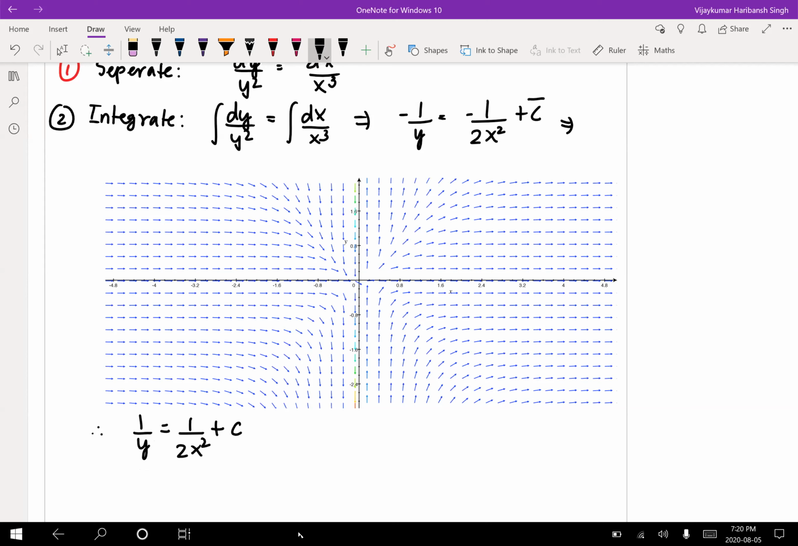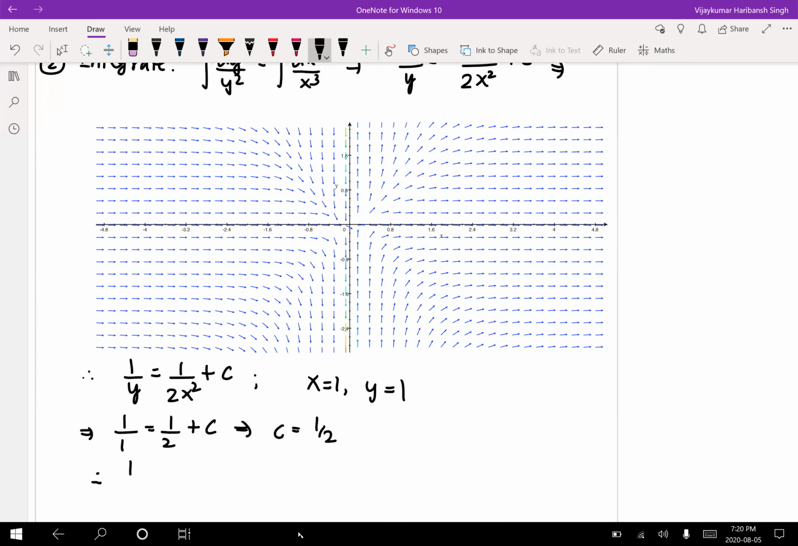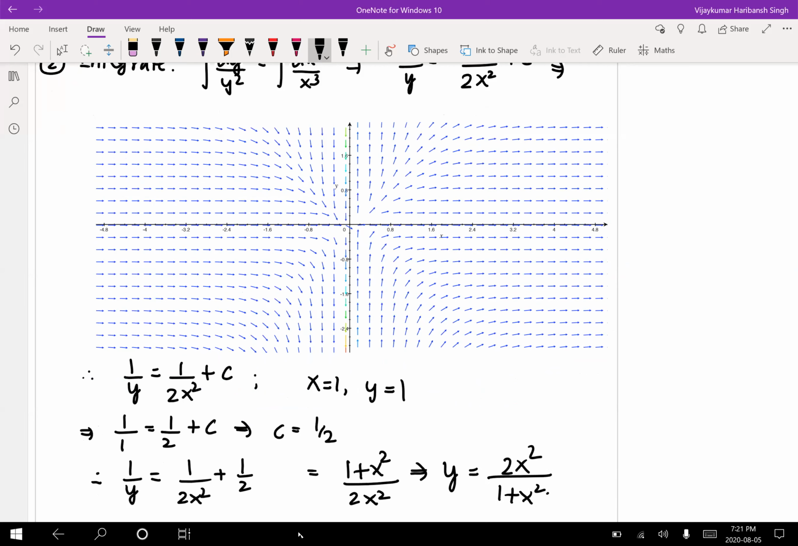So when x is 1, y is 1. This implies 1 by 1 equals 1 by 2 plus c, which implies c must be 1 over 2. So therefore, what do we get? 1 by y equals 1 by 2x squared plus 1 by 2, or this is the same as (1 plus x squared) divided by 2x squared, which gives me y equals 2x squared divided by (1 plus x squared).